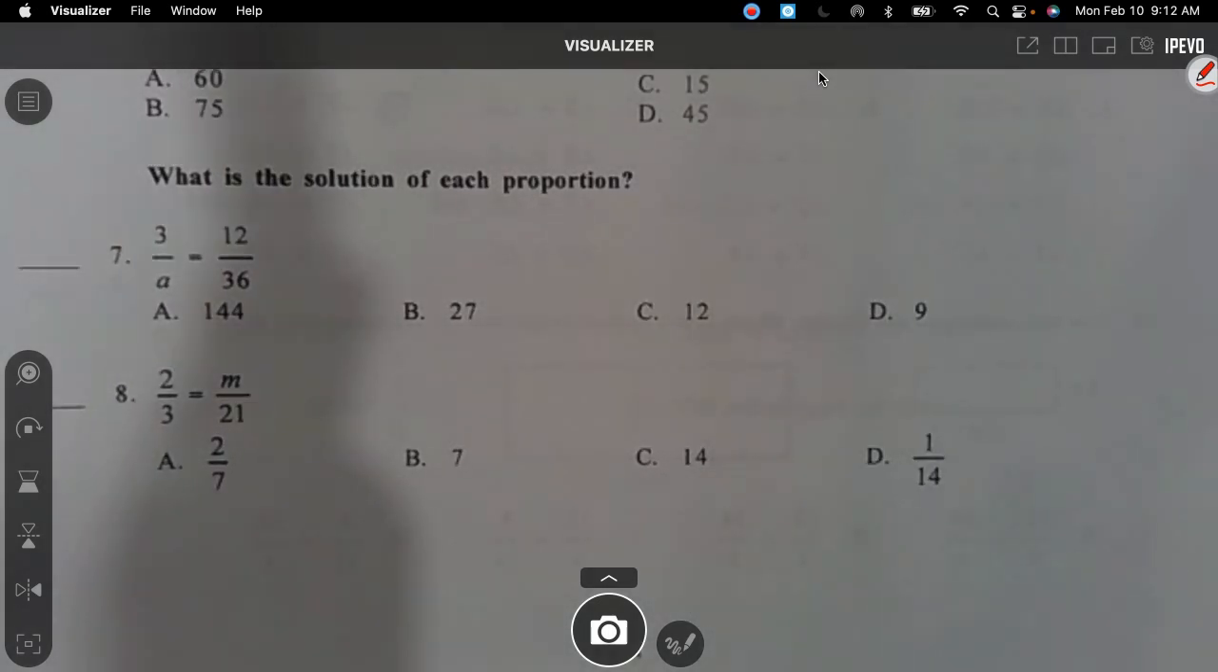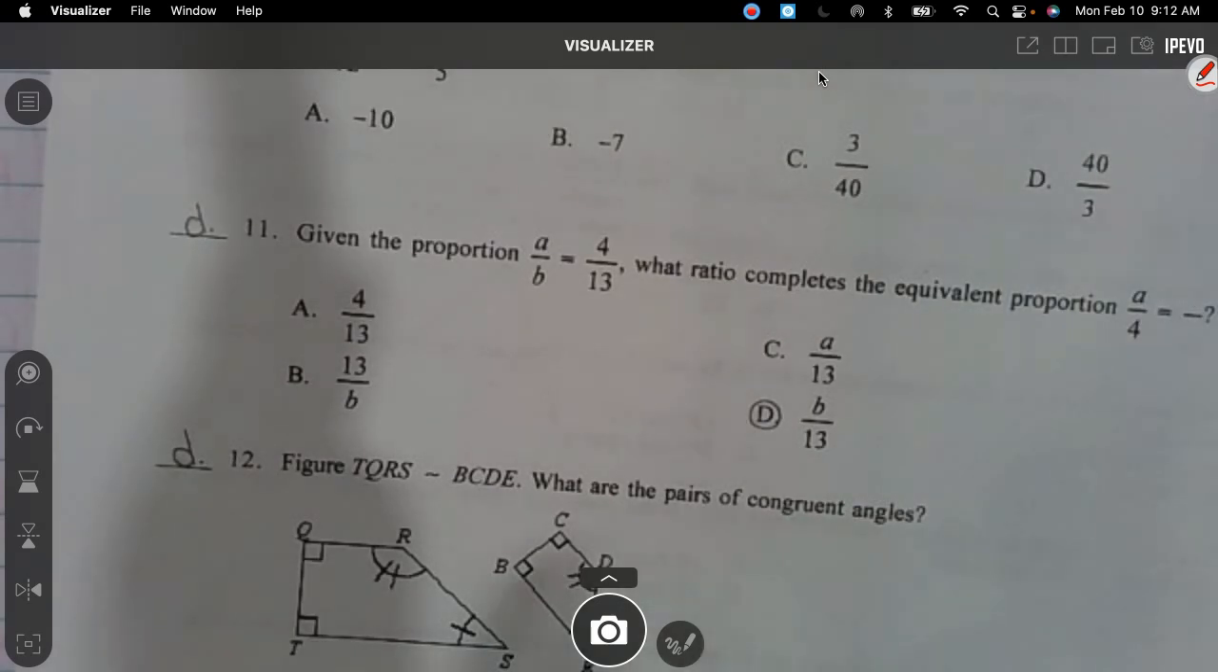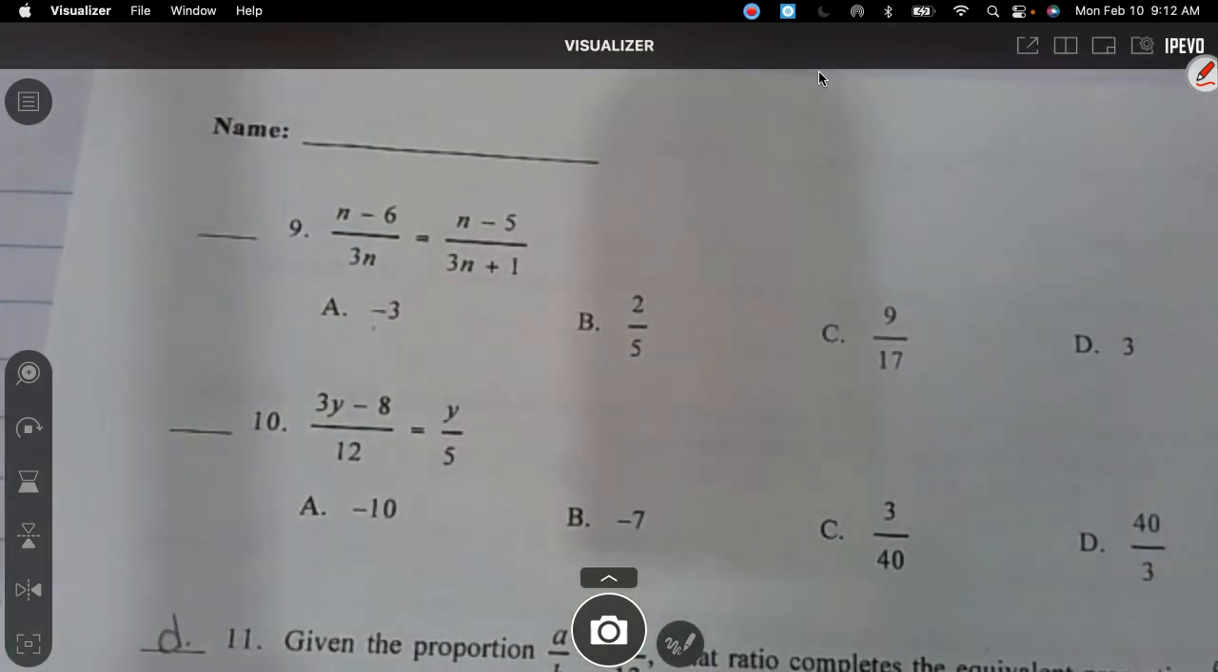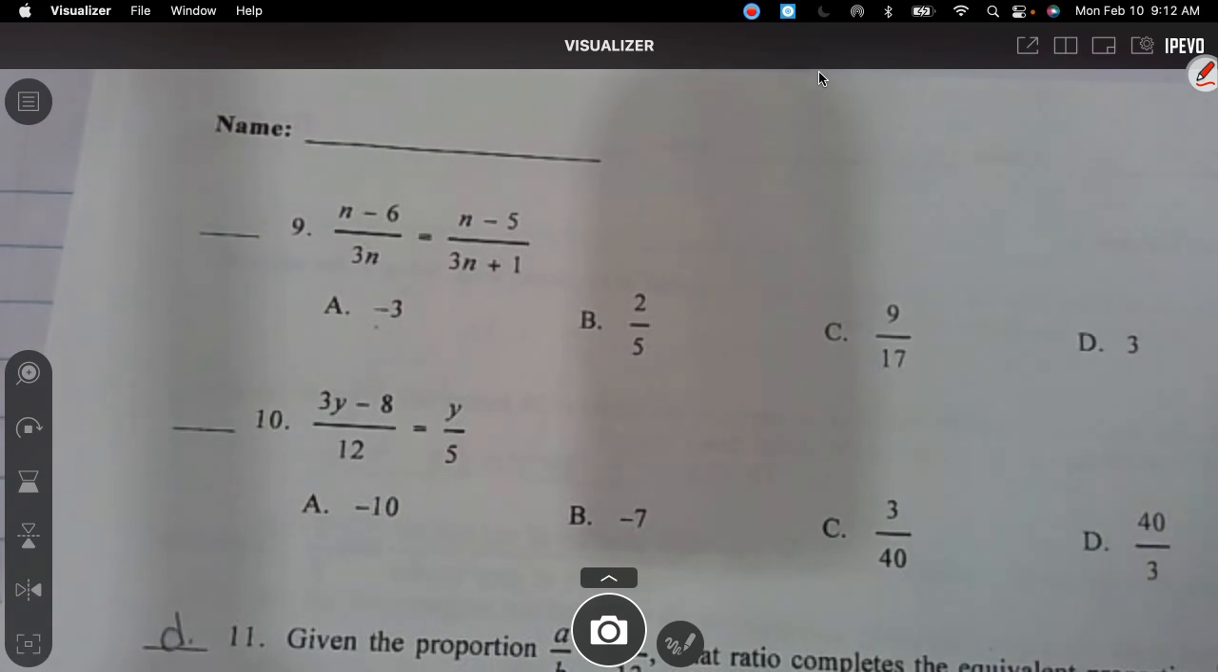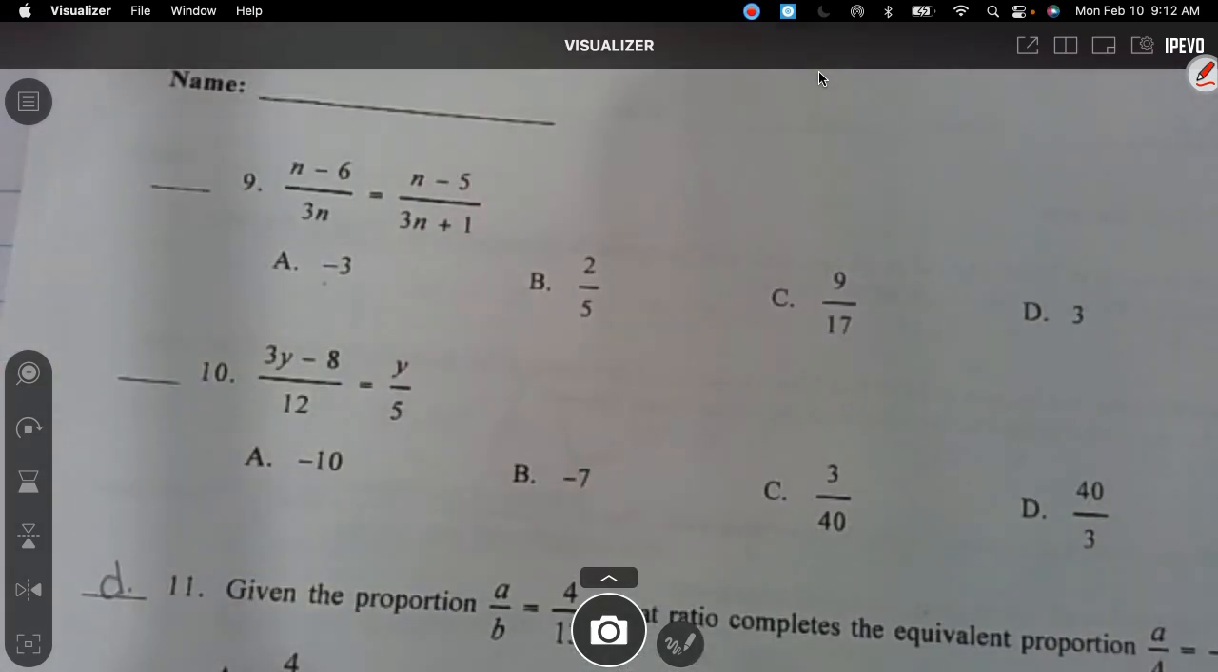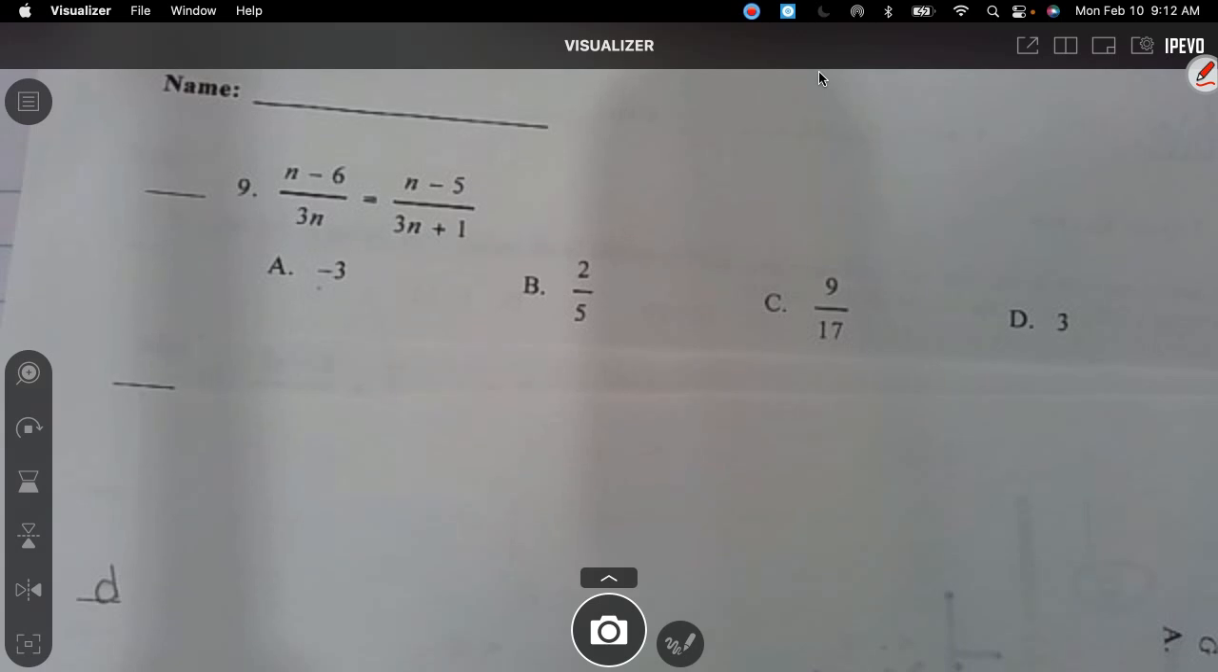Let's see, number 9. Alright, this one, I don't know. I don't think this one's on there, but I'm still going to go over it because so many of y'all had trouble with these. I'm just going to try and make it to where you can see it good.